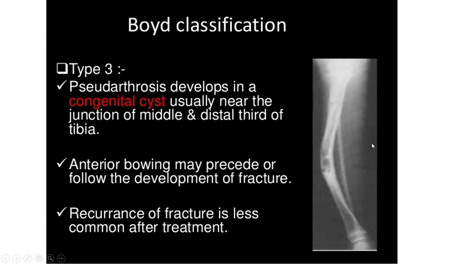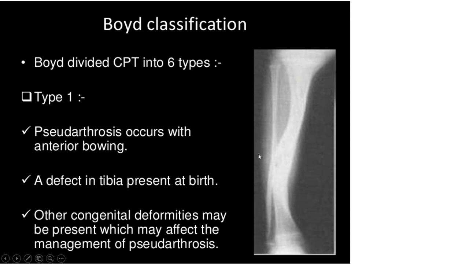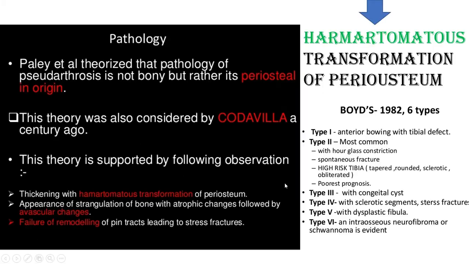So just to remember all this, type 1 is just bowing. Type 2 is the most common, hourglass contracture, high risk of tibia spontaneous fracture, and the poorest prognosis. Type 3 or type C is associated with cyst, C for cyst. Type 4 is for sclerotic segment, and stress fracture may occur. Type 5 is for F, fibula, dysplastic fibula. Type 6 is associated with schwannoma, S for schwannoma.